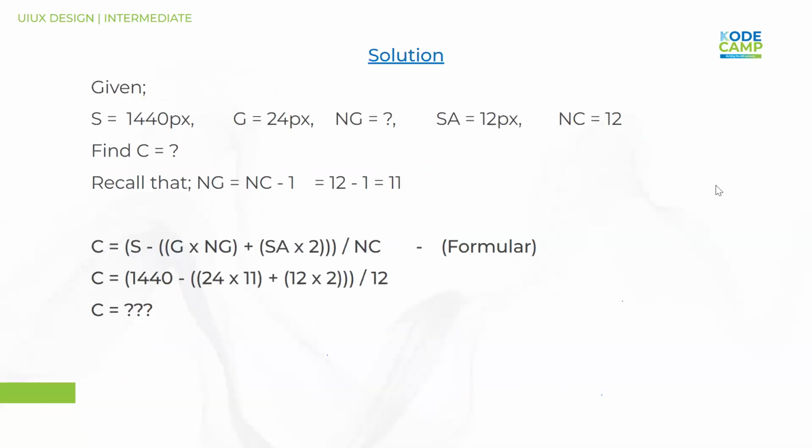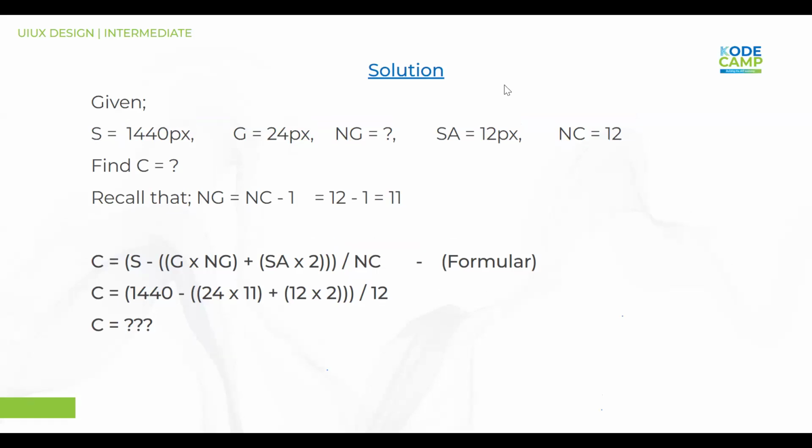So we've been given this. And now recall that NG equals NC minus 1, which is equal to 12, so now it is equal to 11. So now we have gotten our NG. So now remember the formula. This is where I am going to pause for a moment and see what answer we are going to have.